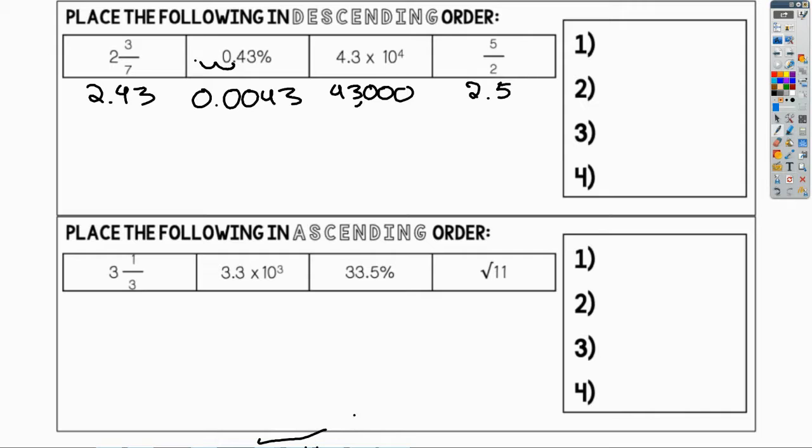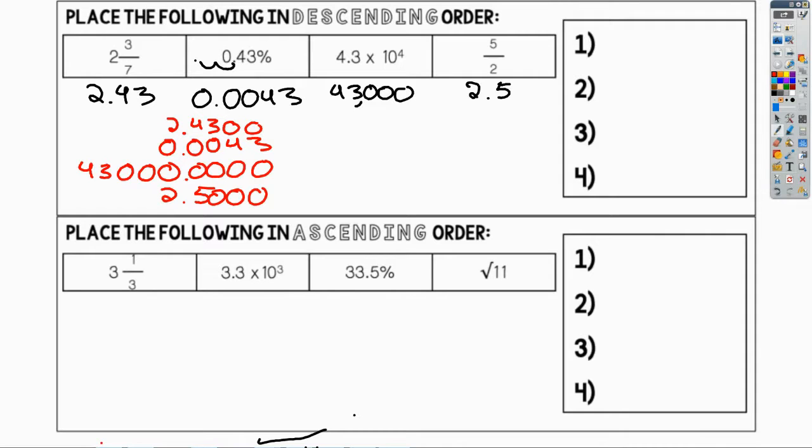So first, I wrote them all out. Next, what I'm going to do is line them up. So I'm going to write it in different colors so it stands out. 2.43, 0.0043. Then I have 43,000. 1, 2, 3. Yeah, that one's way bigger than the rest of them. And then I have 2.5. Finally, fill in any empty place values behind the decimal with zeros so you can line them all up.